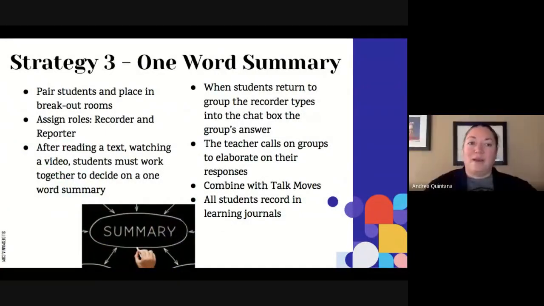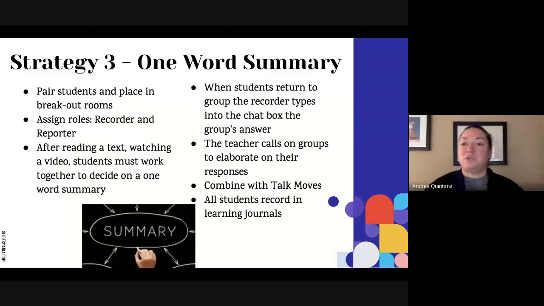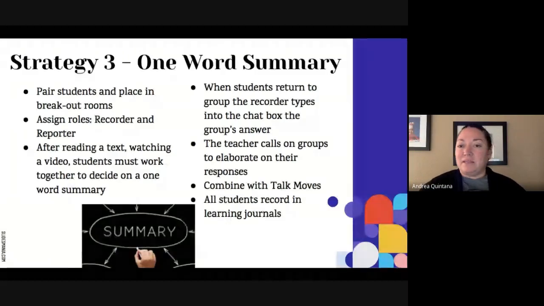All right. My strategy is similar to both of these strategies, but it's a little bit shorter and condensed. So the idea here is a one-word summary. And this can be added into any content area to really help students critically think and narrow down whatever it is that they're thinking about.